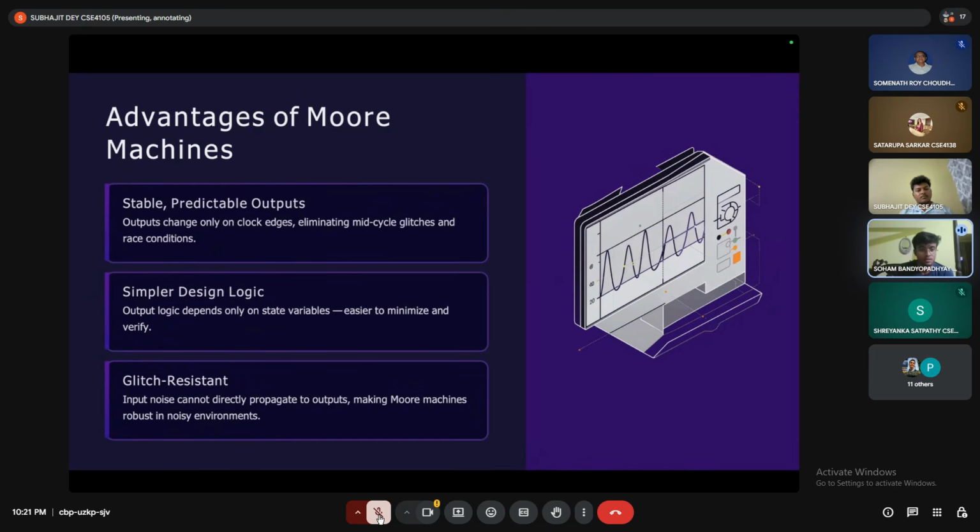Advantages of Moore machines. Stable, predictable outputs. Outputs change only on clock edges, eliminating mid-cycle glitches and race conditions. Simpler design logic. Output logic depends only on state variables, easier to minimize and verify. Glitch resistant. Input noise cannot directly propagate to outputs, making Moore machines robust to noisy environments.